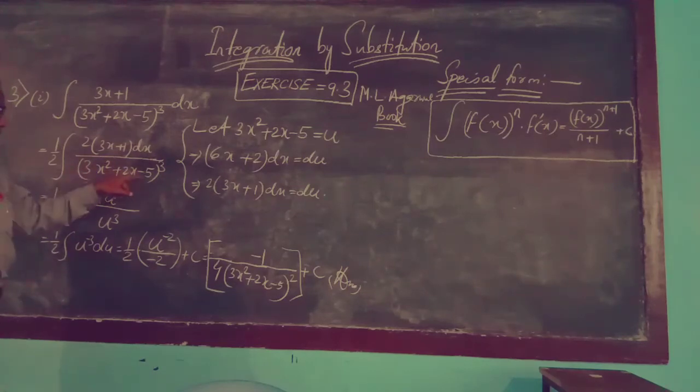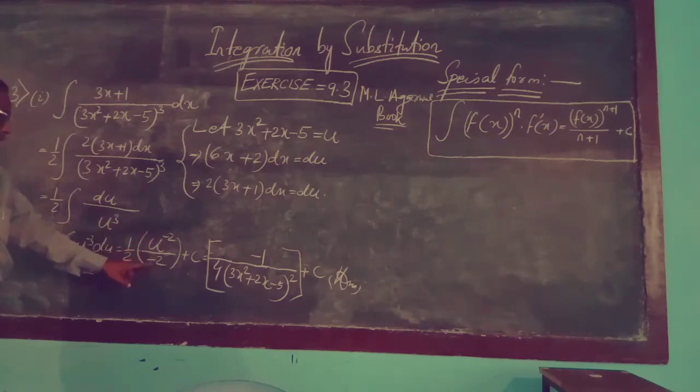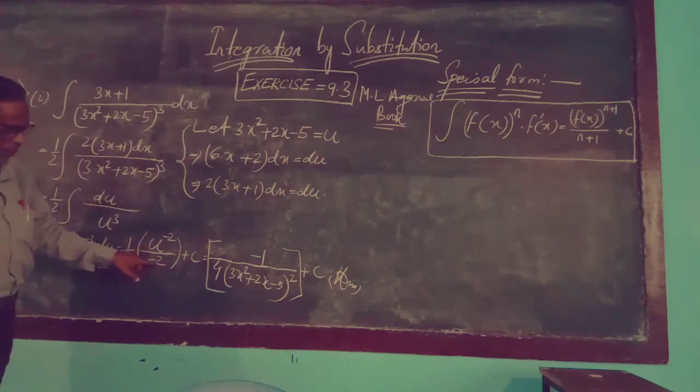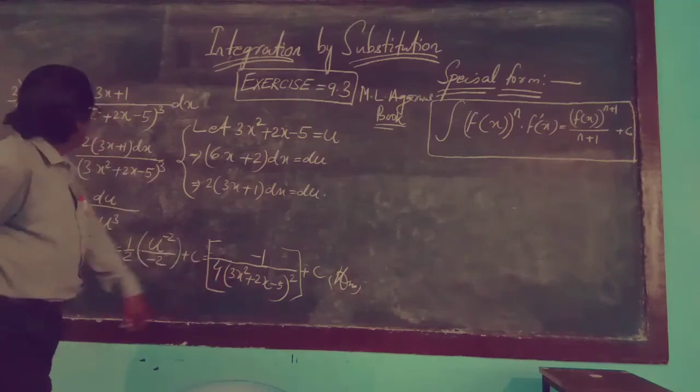That is u I have taken, u cube. Taking it off, this will be u to the power minus 3. That's the formula: minus 3 plus 1 will be minus 2, divided by minus 2. This will be minus 1 by 4 times u square. If we take it downward, this is the value of u. This is the result of number 3 first part.